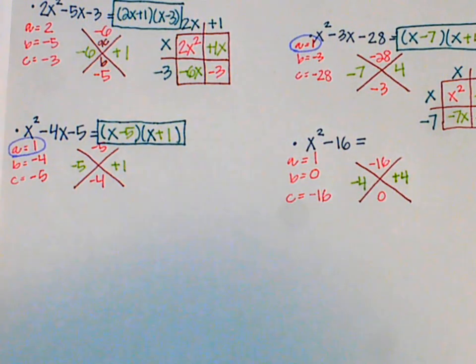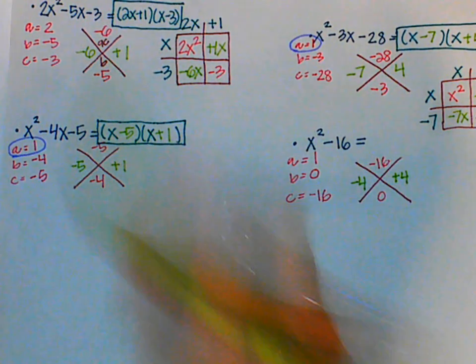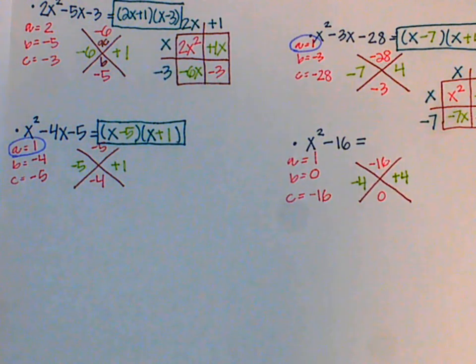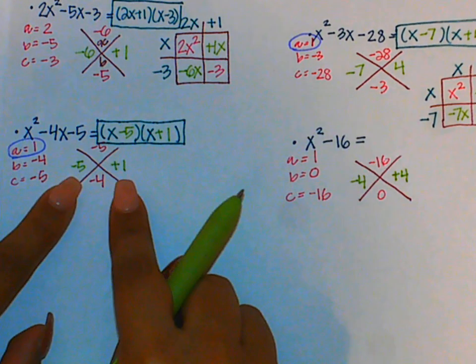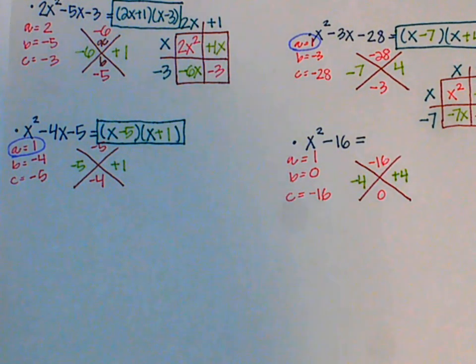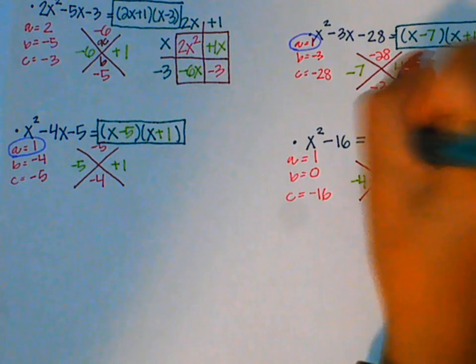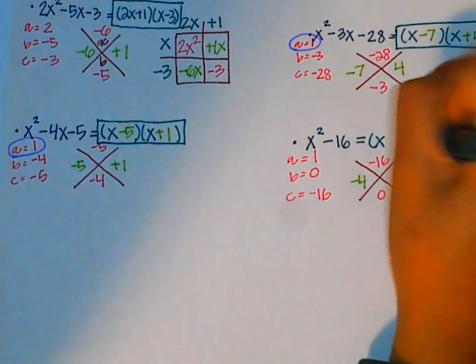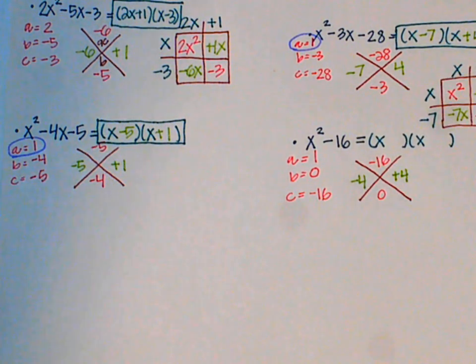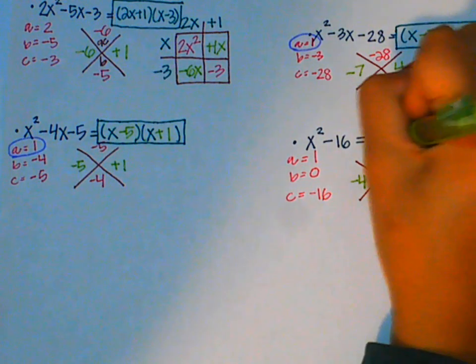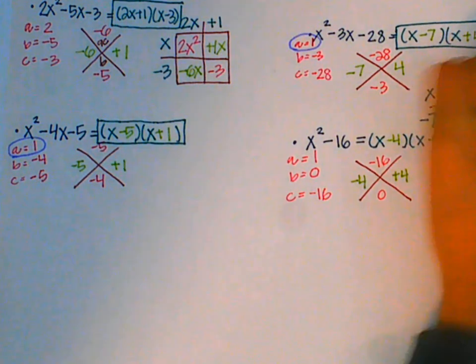Now, it just so happens that the examples I picked, they were always negative. It's not always going to happen like that. You might have a positive number, and then you know that these two have to have the same sign, whether it be both positive, or both negative. So let's just finish this one up. Minus 4 and plus 4.